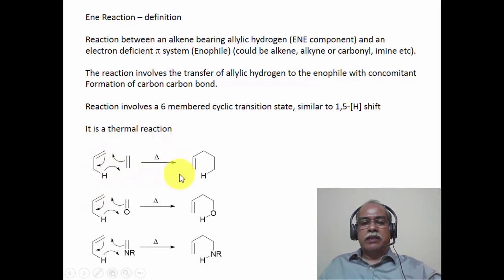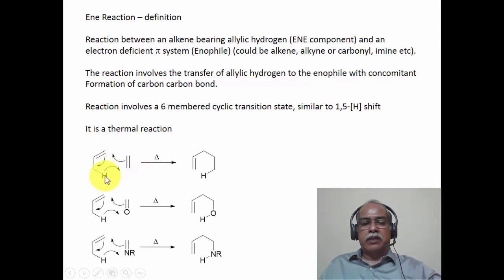So if you look at this example of an ene reaction, this is the alkene with the allylic hydrogen, which is this hydrogen that is shown here, and this is the enophile which accepts the hydrogen. So you can see here it involves a 6-membered cyclic transition state involving 6 electrons also, 2 of the CH bond electrons, 2 of this pi electron, and 2 of this pi electron. All of them in a cyclic transition state.